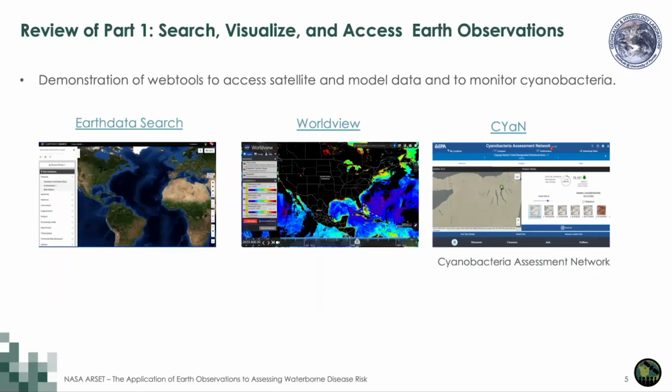Then we had a demonstration of 3 web tools for search, visualization, and access of Earth observations. We had Earth Data Search Portal that can help you search any data that you're looking for and then download either single or multiple maps or images, or download in bulk. You can customize spatially and temporally your data, filter variables. You can decide formats in certain cases and download data.